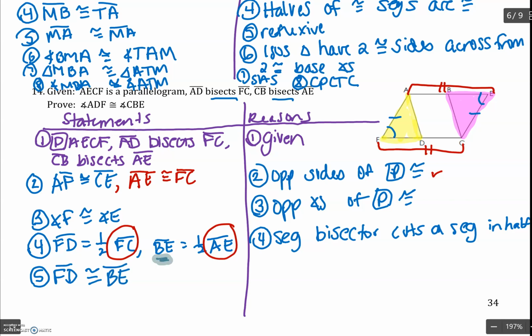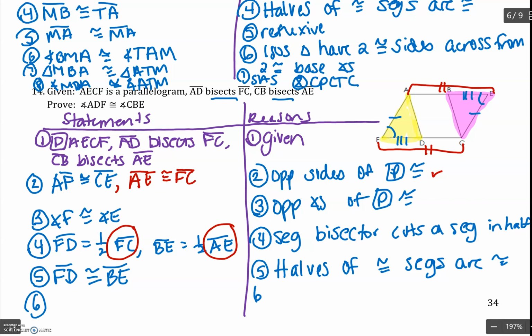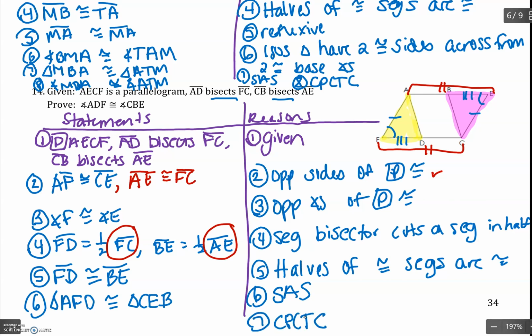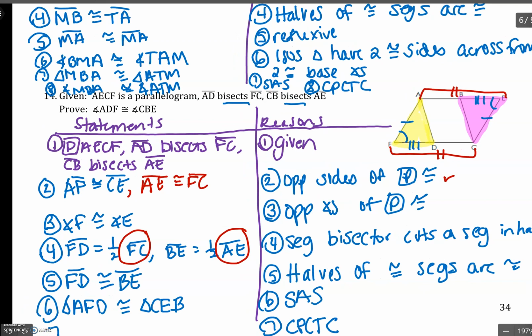So halves of congruent segments are congruent, just like we used in the previous example. And that's how I would know that BE was congruent to FD, and that would be how I would get my side angle side to prove that the yellow triangle AFD is congruent to the pink triangle CEB. And then finally, I can use CPCTC to say that angle ADF is congruent to angle CBE.